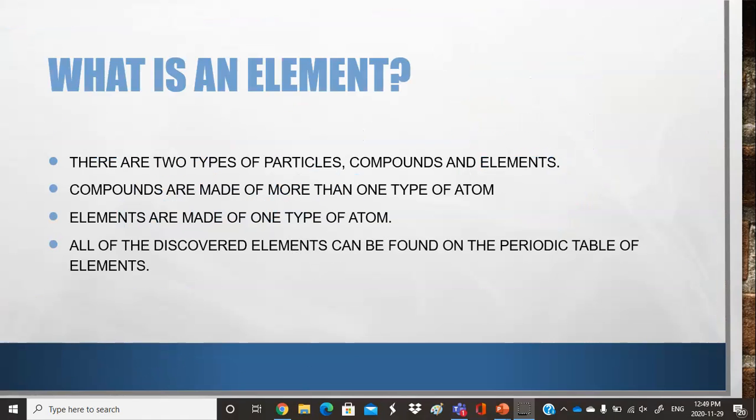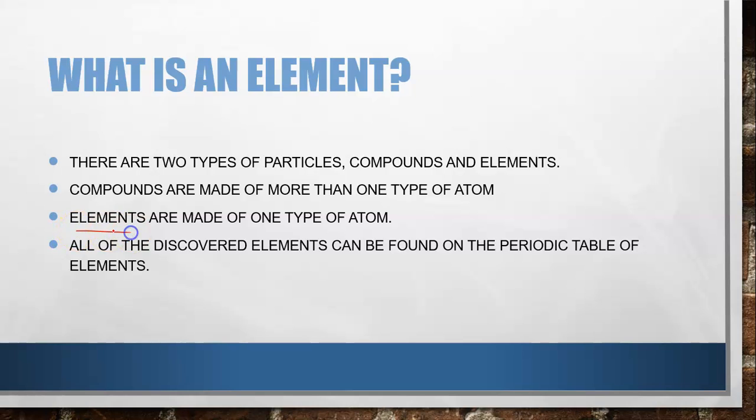Now, just a little bit of review to start here. First of all, there are particles, and they come in compounds and elements, right? Compounds are made up of more than one type of atom, whereas elements are made up of one type of atom. And so what we're really talking about is elements. When we talk about subatomic particles, we talk about really what makes up atoms.